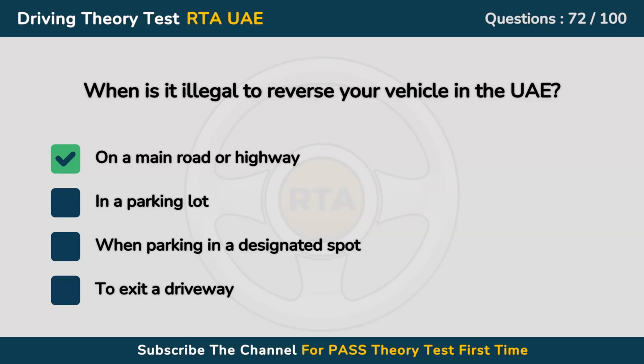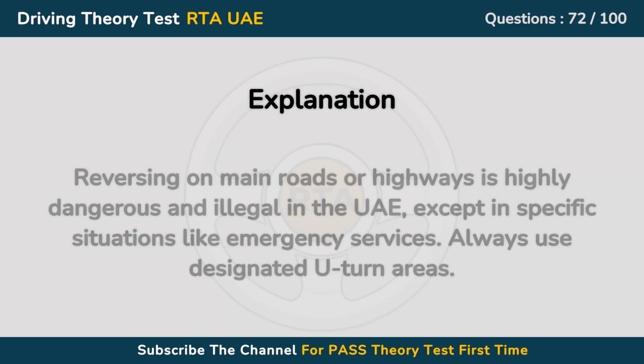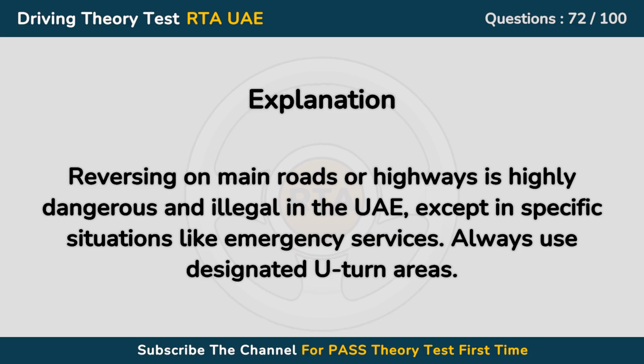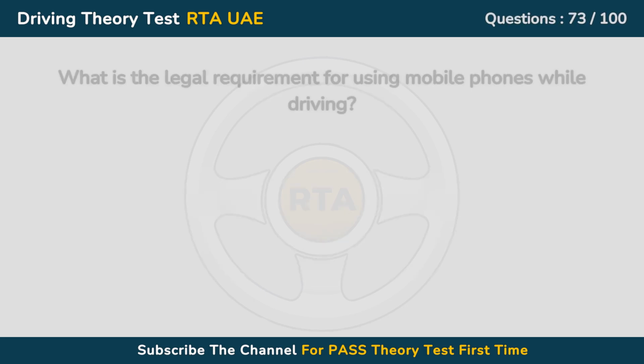Answer is A. On a main road or highway. Reversing on main roads or highways is highly dangerous and illegal except in specific situations like emergency services. Always use U-turn areas.